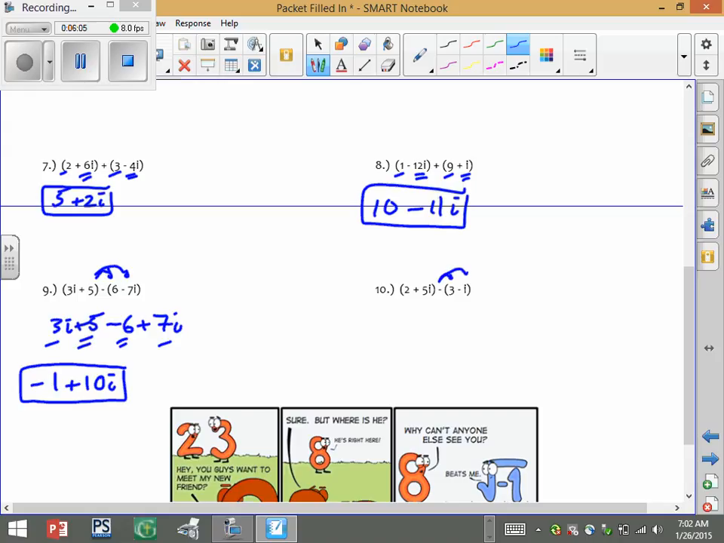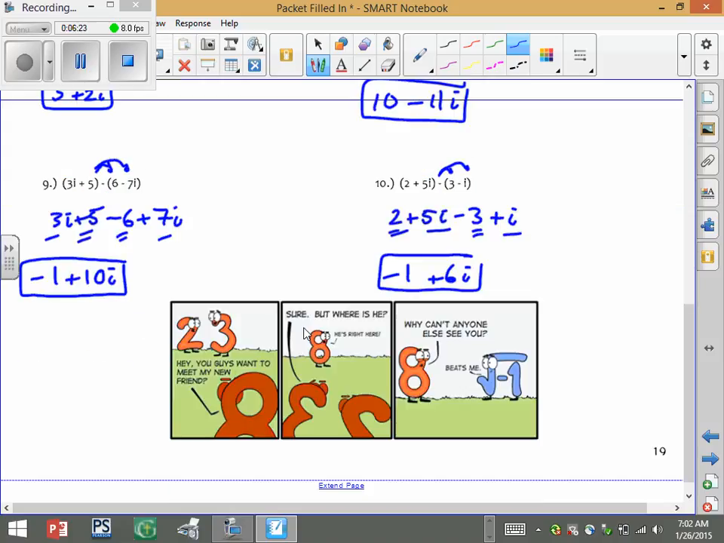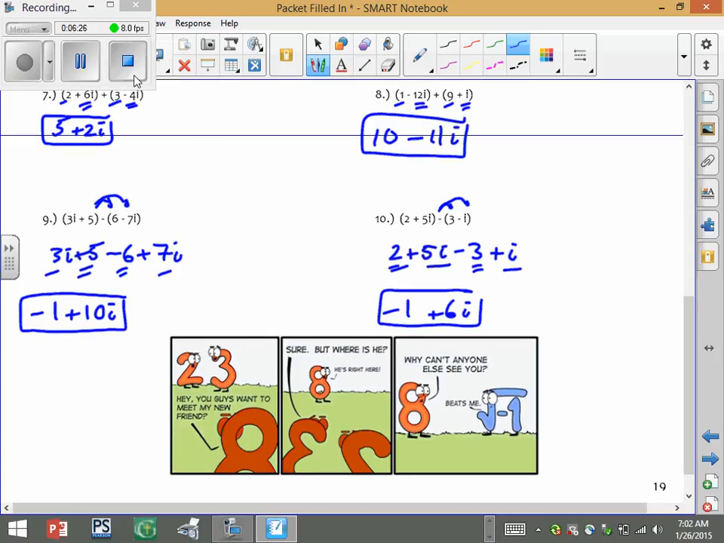So again, we distribute a negative. So 2 plus 5i minus 3 plus i. So we have 2 minus 3 is negative 1. 5i minus i is plus 6i. So that's how you come up with imaginary numbers when there's a negative on the square root, and then essentially combining like terms as you add and subtract imaginary or complex numbers.